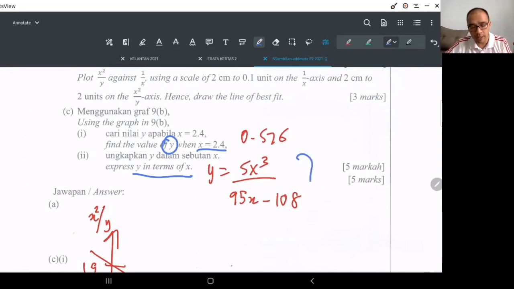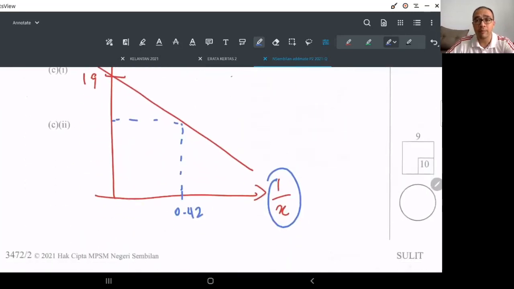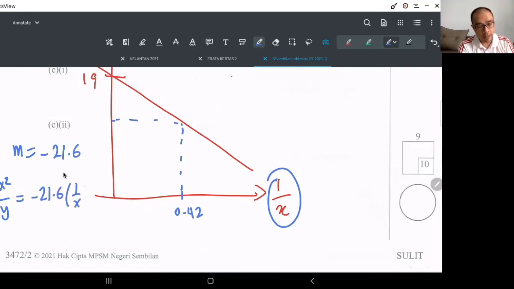Okay, I've given you the final answer, but if you really want, I'm just going to give this to you as a guide, everybody, because we all know that this question, different people will get different values. So don't really stress about it. Your gradient should be about negative 21.6. So you should be able to get x squared over y equals negative 21.6, 1 over x plus 19. This is the linear equation.